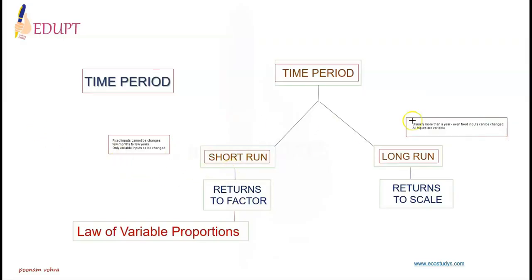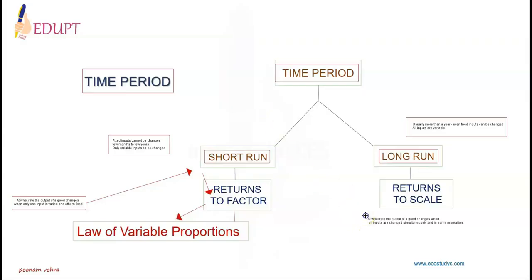On the basis of two types of inputs and the time periods, two types of relationships can be studied. One, at what rate the output of a good changes when only one input is varied and other inputs used in the production of goods are kept fixed. This occurs in short run. The resulting behavior of output is termed as returns to factor and is explained by the law of variable proportions.